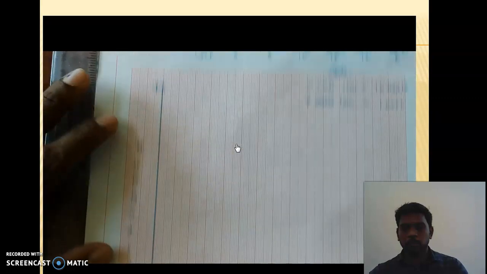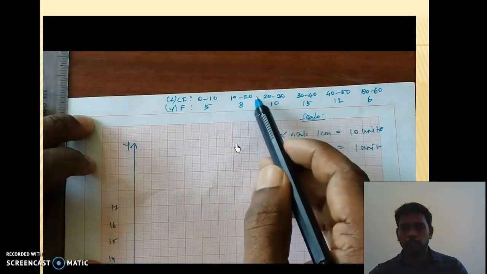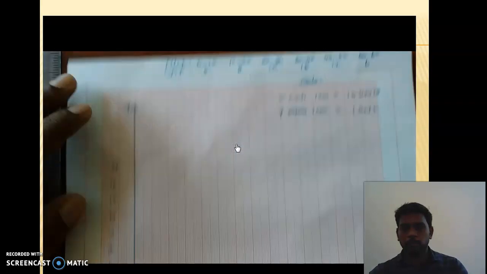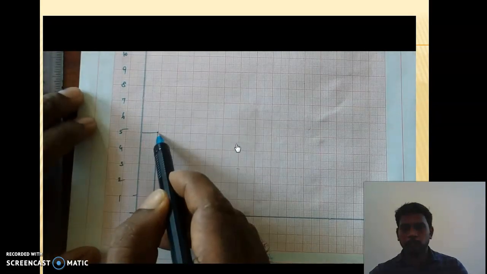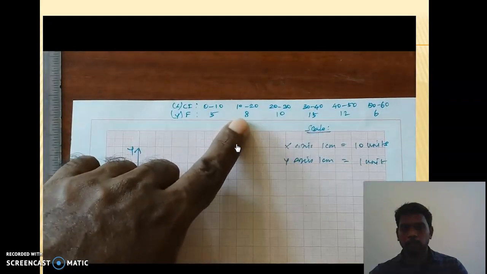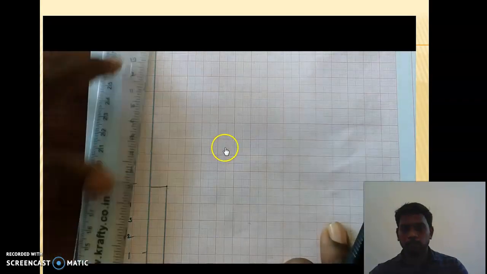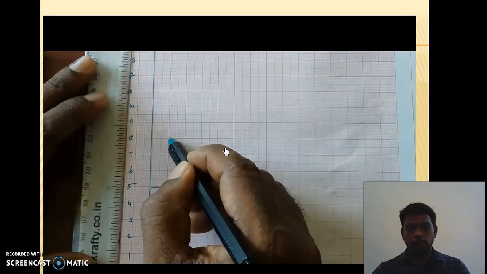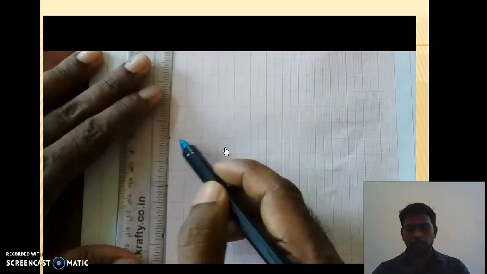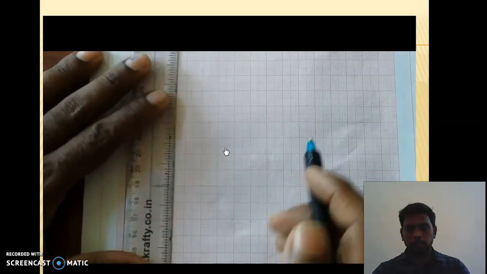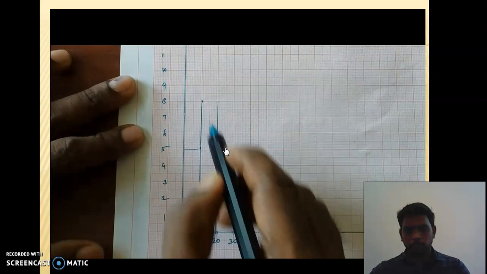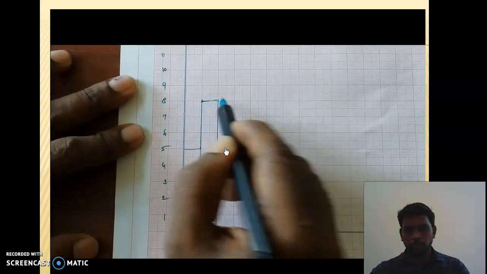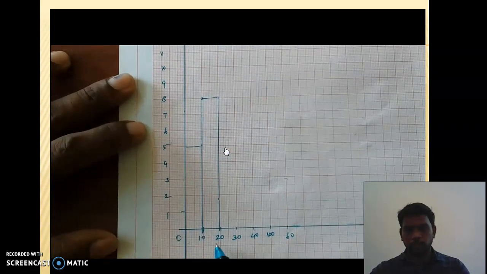And the next one, 10 to 20, the frequency is 8. Continuing from here, 10 to 20, you can start from here and extend up to 8, which is the frequency. Just extend it and then go to 20 only. So I draw another bar from 10 to 20.